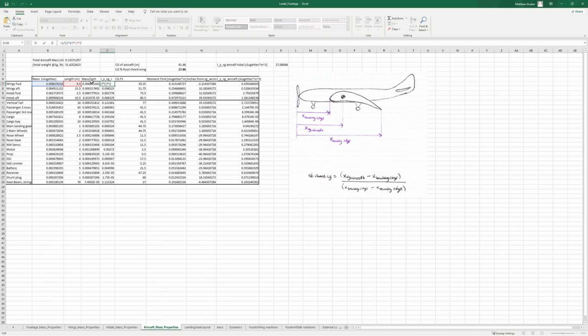And as far as the contribution of the component about the CG of the aircraft, we're also adding in, due to the parallel axis theorem, the mass of the component times the distance of that component CG from the aircraft overall CG squared. And so we have to add up each of these individual components' IYs plus the parallel axis theorem IYs.